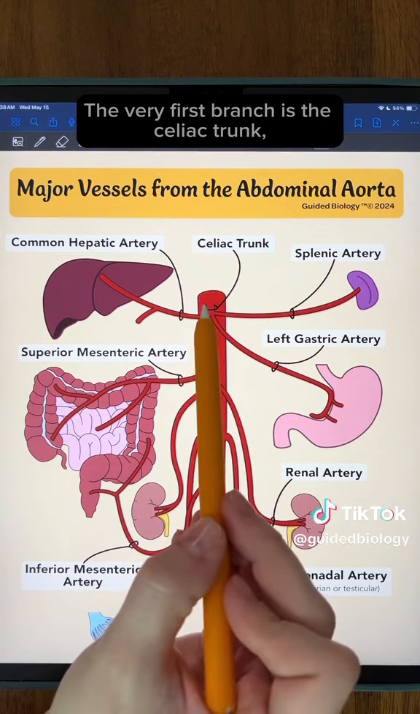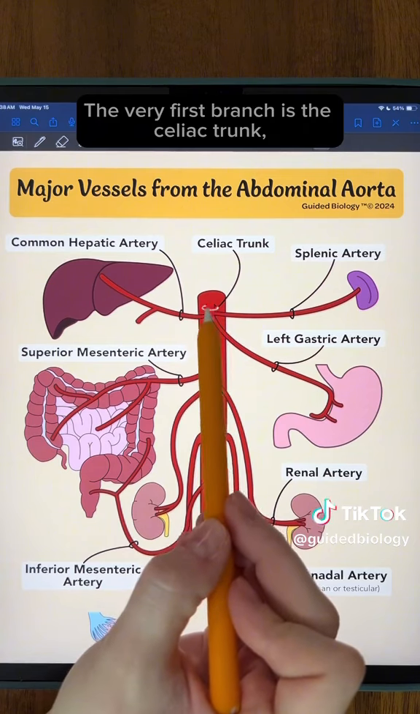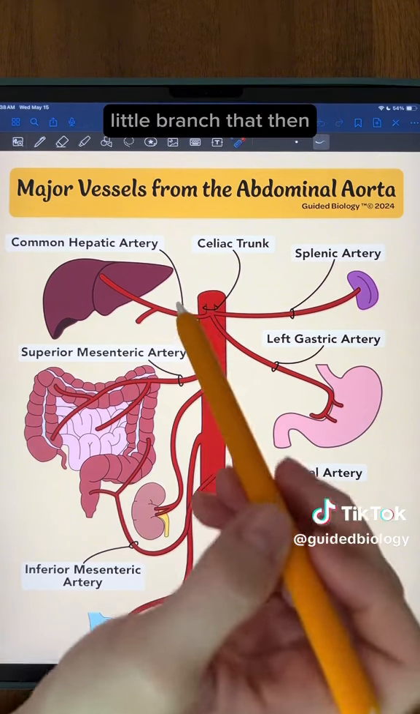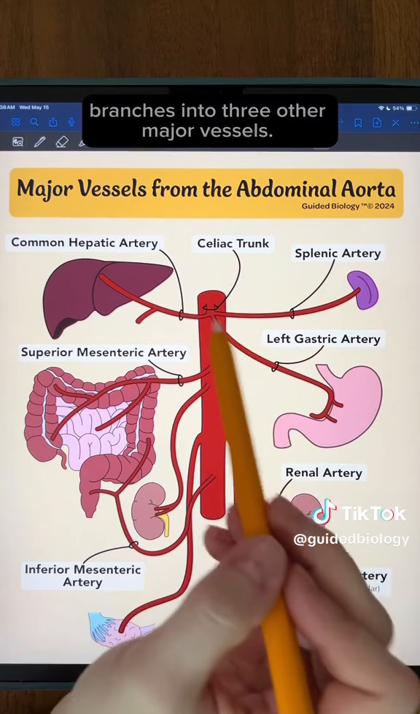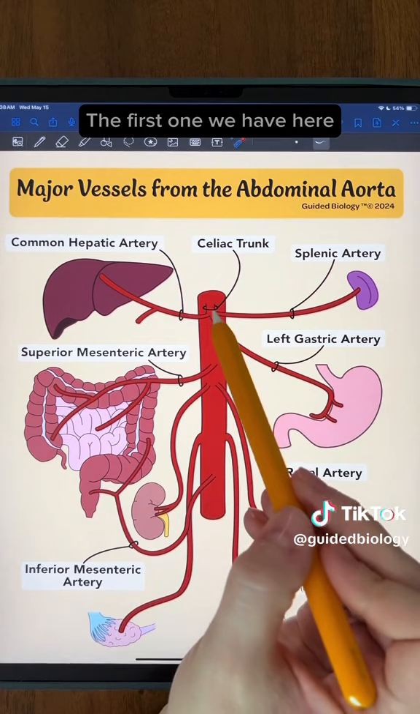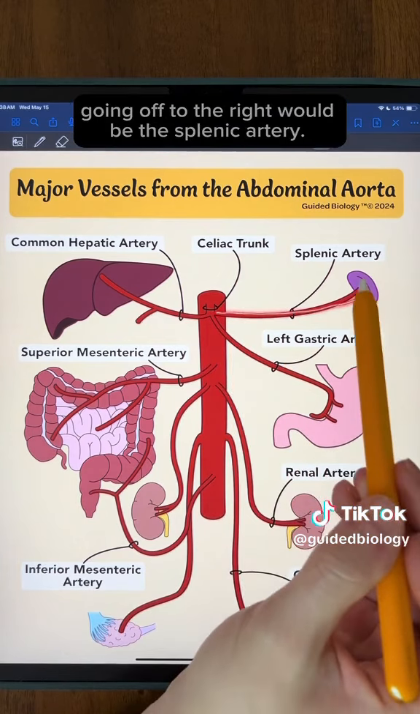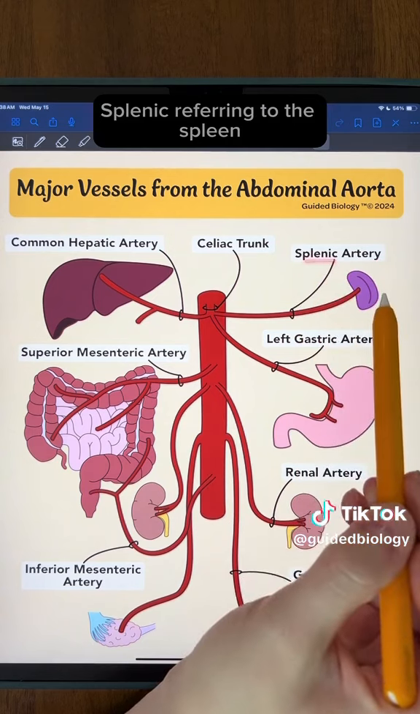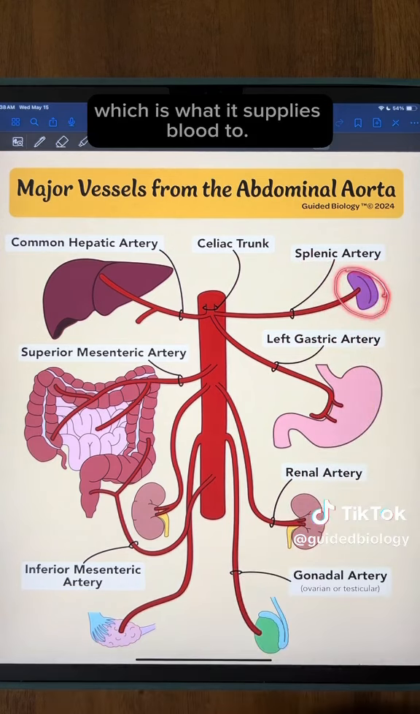So this would be right underneath the diaphragm where the abdominal aorta starts. And the very first branch is the celiac trunk right here. It's a very short little branch that then almost immediately branches into three other major vessels. So the first one we have here going off to the right would be the splenic artery. So splenic referring to the spleen, which is what it supplies blood to.